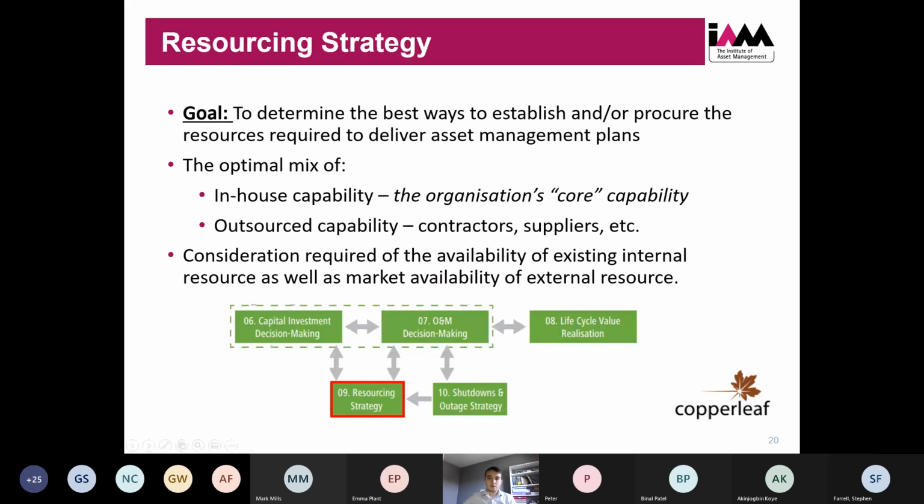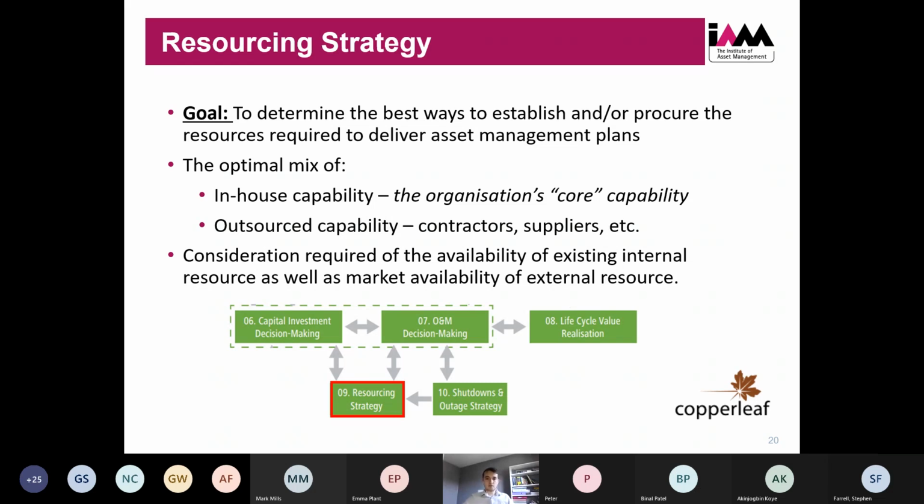Something that's shaped by, but which also influences, the decision-making processes is the availability of the required resource and the associated planning strategies. As such, resource strategy is the fourth subject group on the decision-making subject group. The goal of the resource strategy is to capture the best approach for establishing or procuring the resource required to deliver asset management plans for the relevant planning horizons.